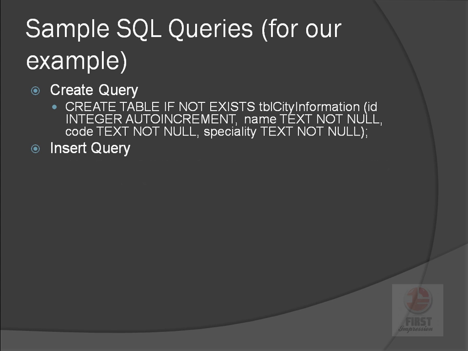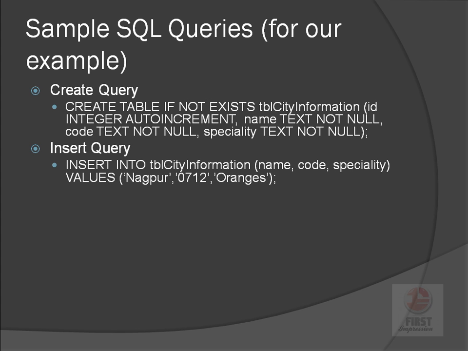Then you have the insert query. In the insert query, we will say insert into the table, in bracket the field names, name, code, specialty, values, the values that we want to pass. So this will actually insert one record with the values Nagpur, 0712 and oranges inside the table TBL city information.